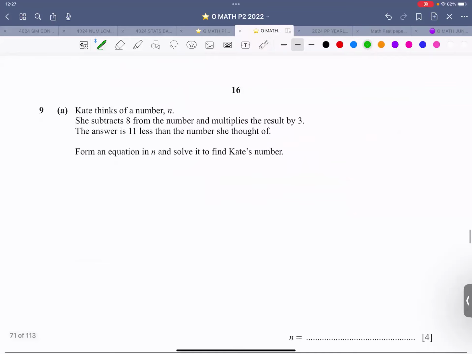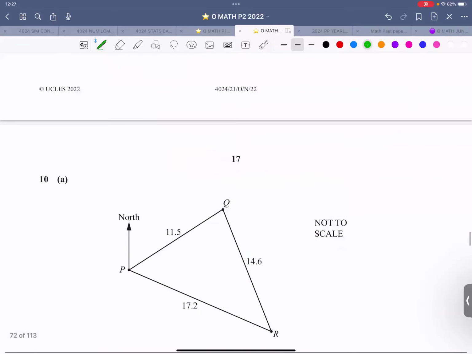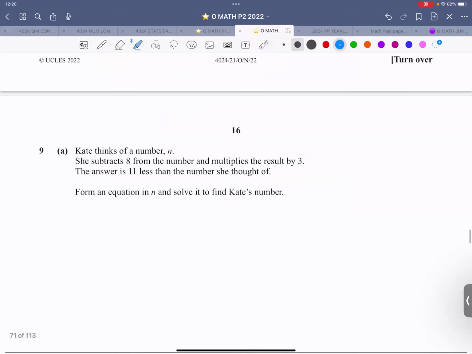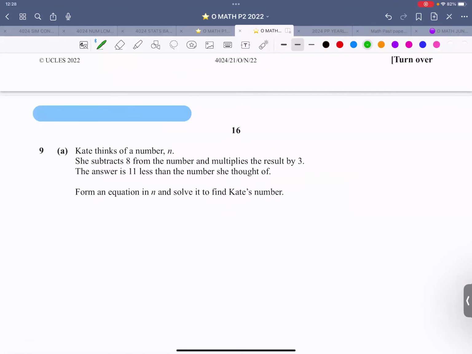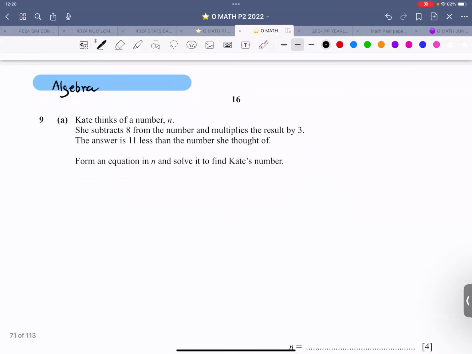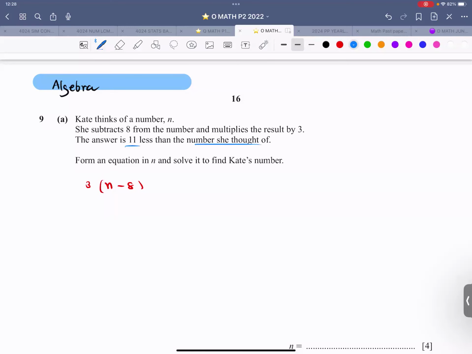Now this question number 9, this looks like some kind of algebra again, simple algebra. Let's see what it is. Kate thinks of a number. She subtracts 8 from it and multiplies the result by 3. So the number is n. She subtracts 8, multiplies the result by 3. The answer is 11 less than the number she thought of. So this answer is n minus 11.